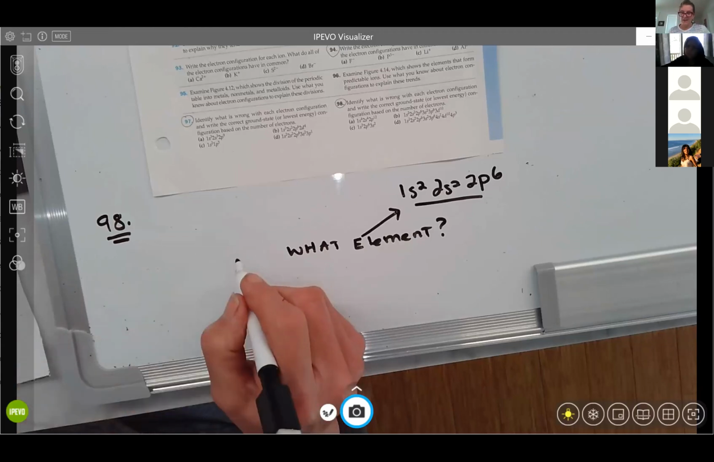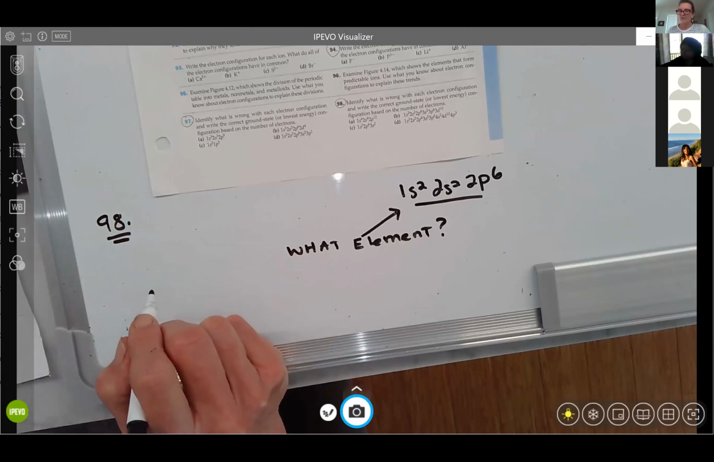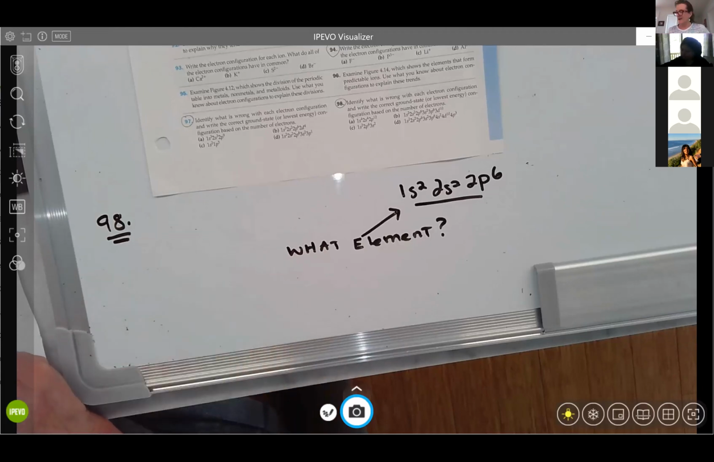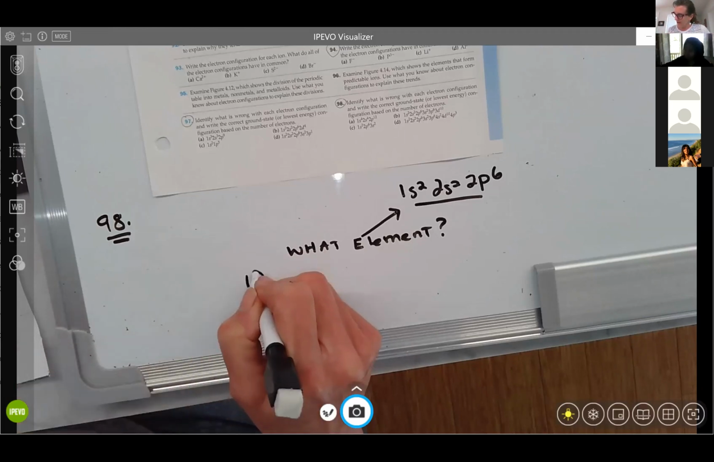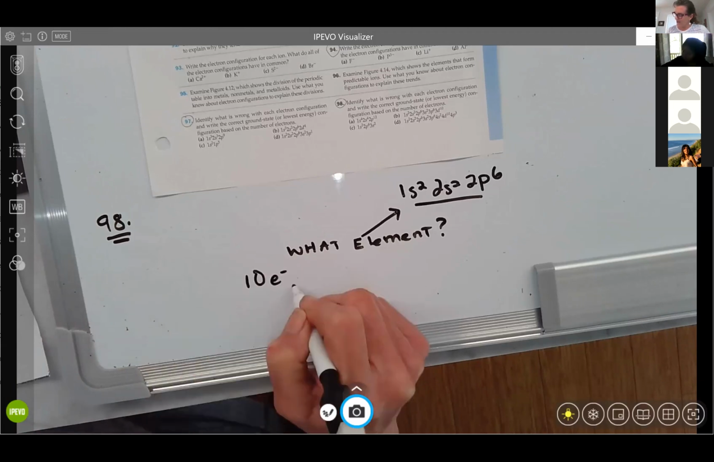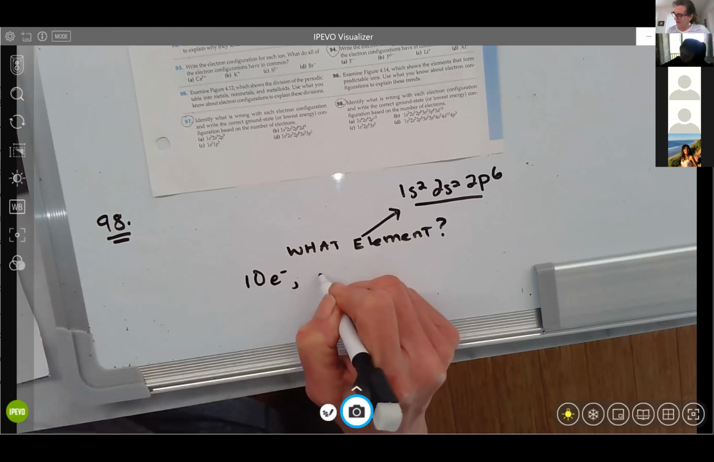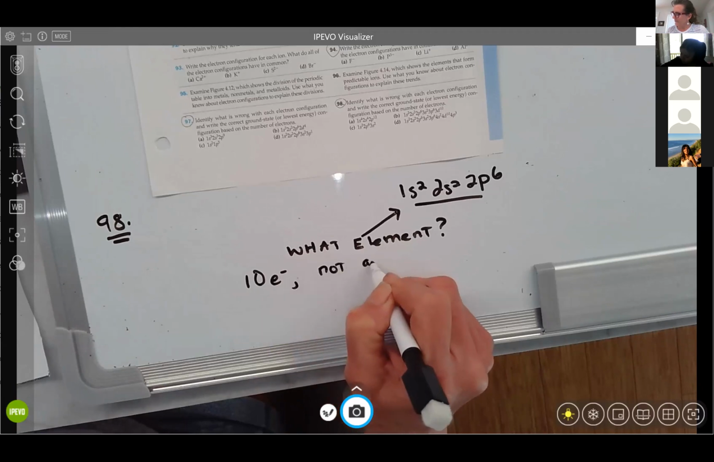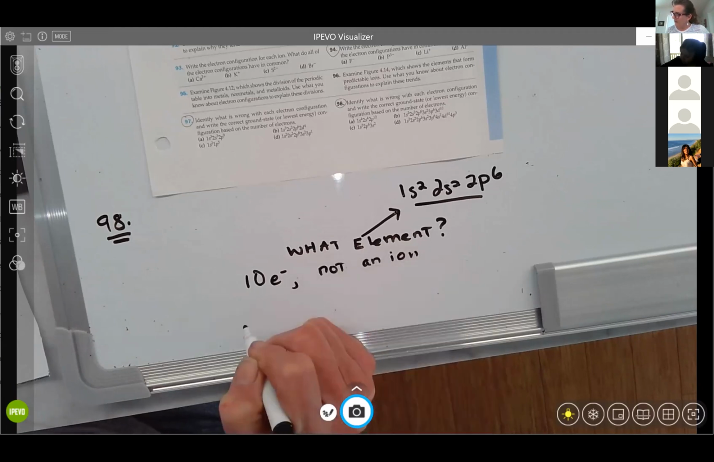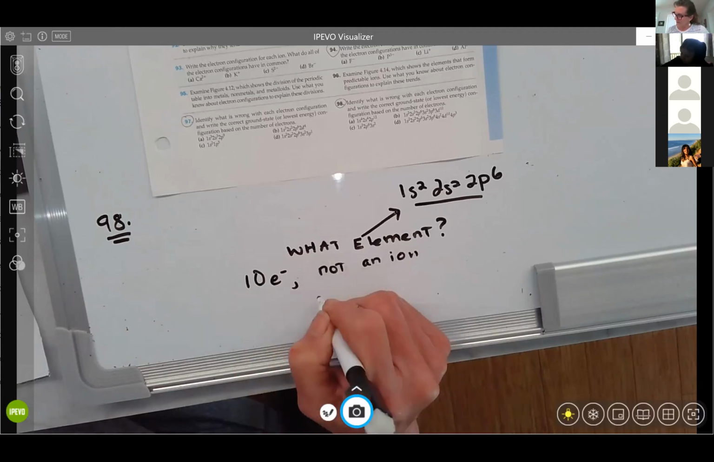Yeah, that's right. That's the thought process. So if I ask you what element is that, you'd say, okay, how many electrons does it have? It has 10 electrons. And if this is not an ion, then it has to be neon.